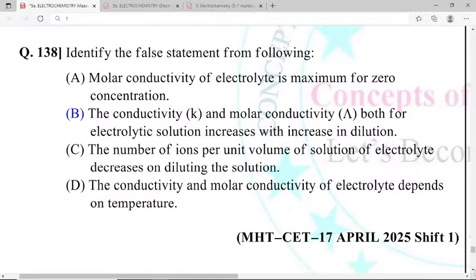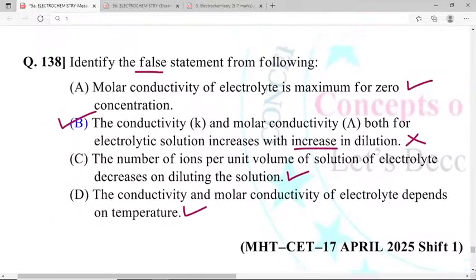Identify the false statement from the following. Molar conductivity of an electrolyte is maximum for zero concentration. Correct. The conductivity K and molar conductivity both for dilute solutions increase with increase in dilution. No, it is wrong. So this is your answer. Number of ions per unit volume of solution of the electrolyte decreases on diluting the solution. Correct. Conductivity and molar conductivity of an electrolyte depend on temperature. Correct. So this is the false statement among the following.